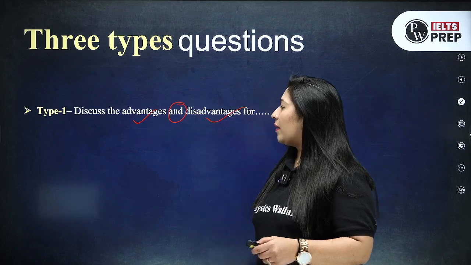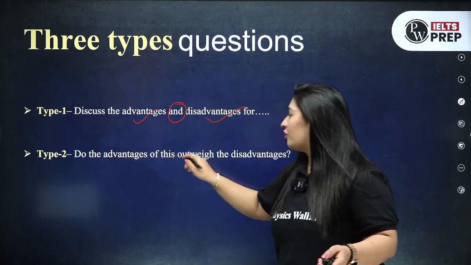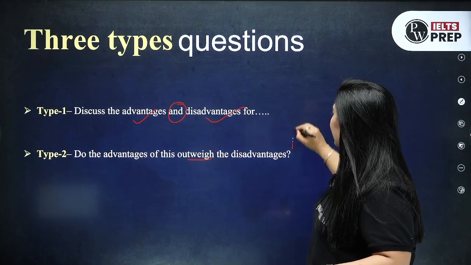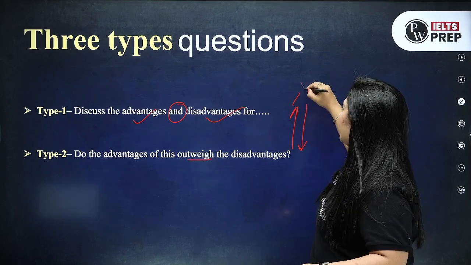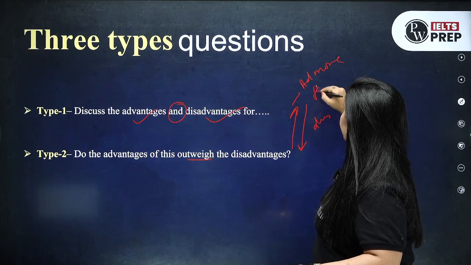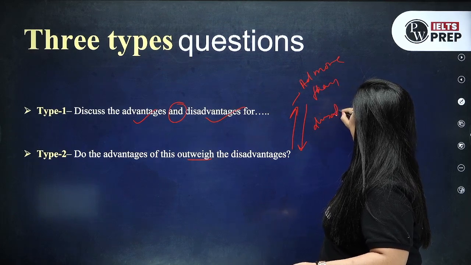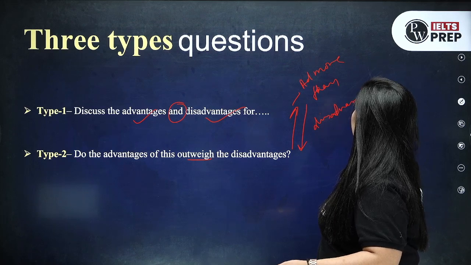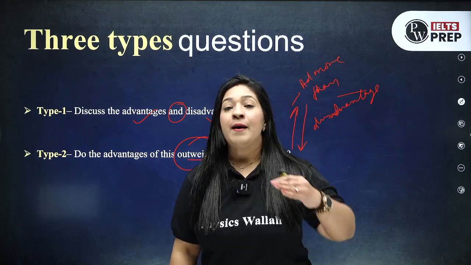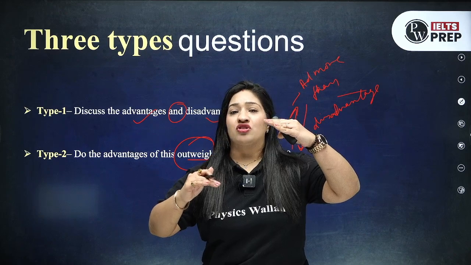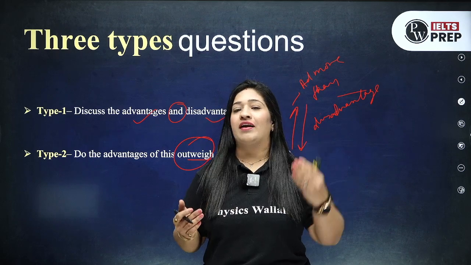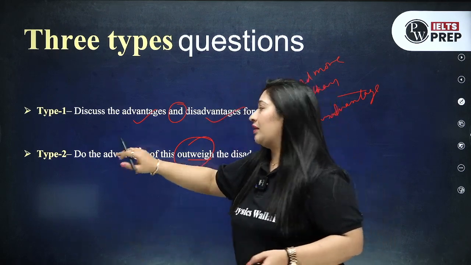The other one is called: do the advantages of this outweigh the disadvantages? So here we need to show the balance. Do you think that advantages are more than the disadvantages? Here we need to show that balance. I believe yes, this particular situation has more advantages than the disadvantages. We are not denying that there are no disadvantages. Yes, there are, but what I believe is that there are more advantages than the disadvantages. So this comes into this category.